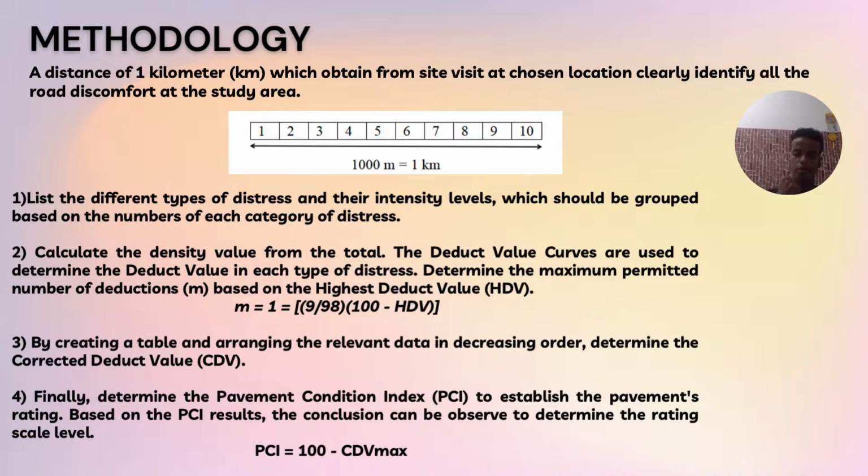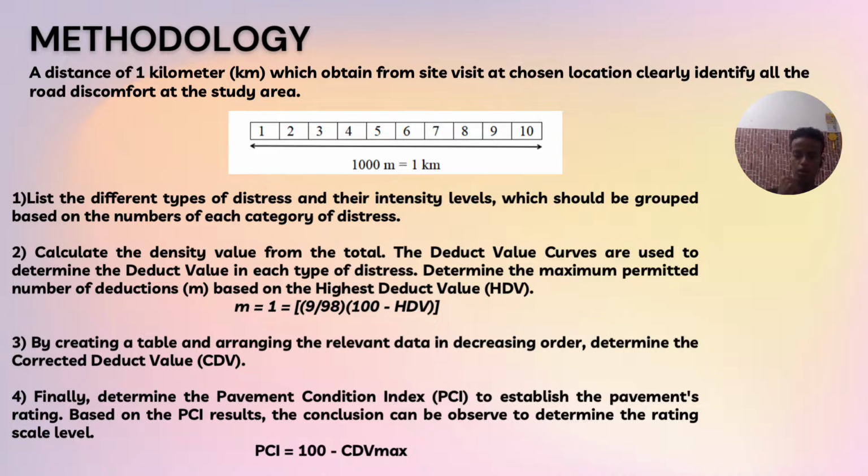Then we determine the maximum permitted number of deductions based on the HDV, the highest deduct value. Third, we create a table arranging the relevant data in decreasing order, and we use it to determine the corrected deduct value, the CDV.